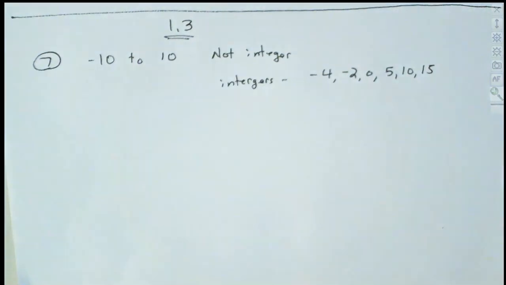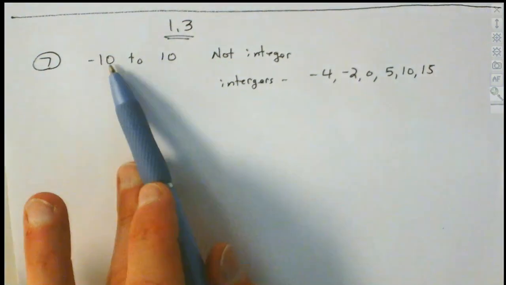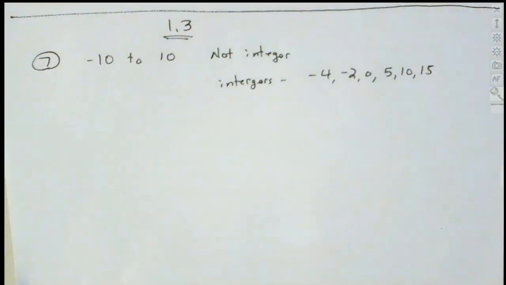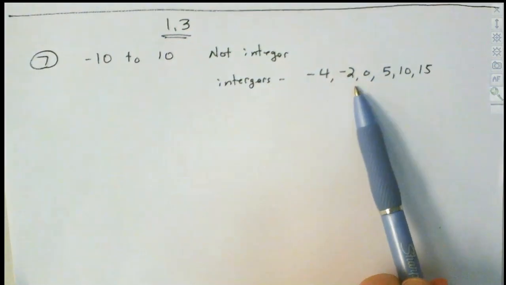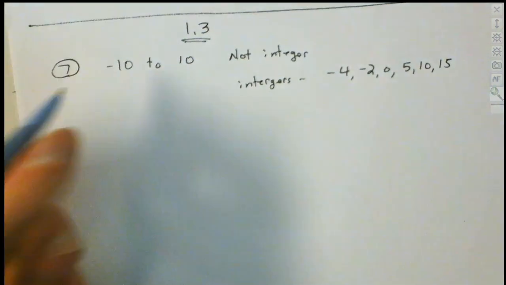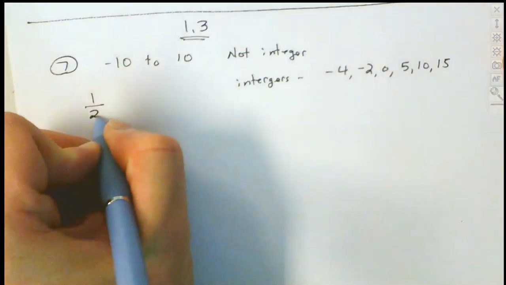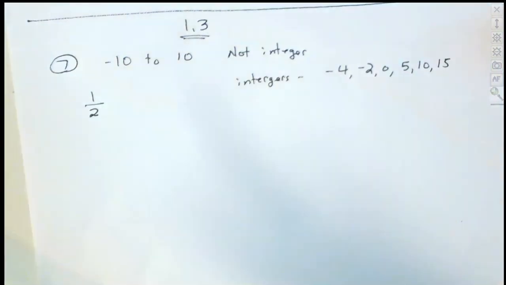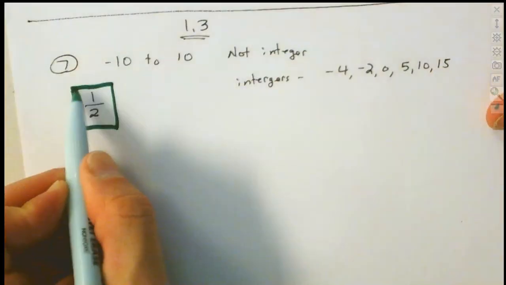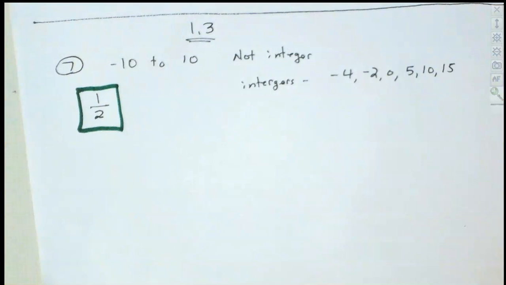Can fractions or decimals be integers? No. Okay, now, I want to find a number that is between minus 10 and positive 10 that is not one of these. So you could use about anything. 1/2 would work, right? Why would 1/2 work? Is 1/2 between minus 10 and 10? Yes. Is 1/2 an integer? No. So that would work, not an integer.